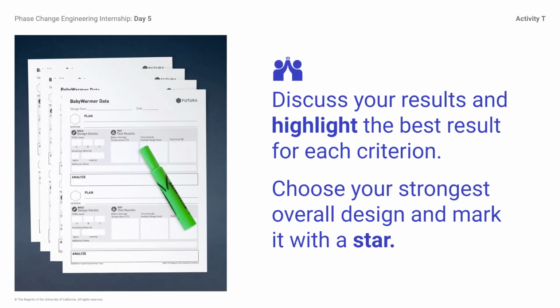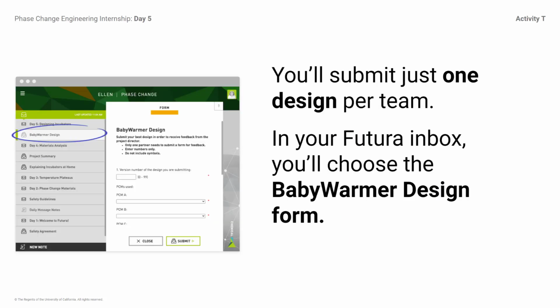Discuss your results and highlight the best result for each criterion. Choose your strongest overall design and mark it with a star. The star will help you remember which version you submitted, so you can use this version as a starting point for your next iteration and apply the feedback you receive from Anton. You'll submit just one design per team.